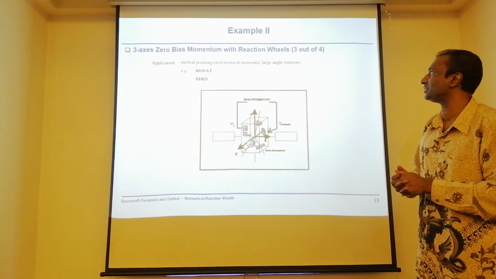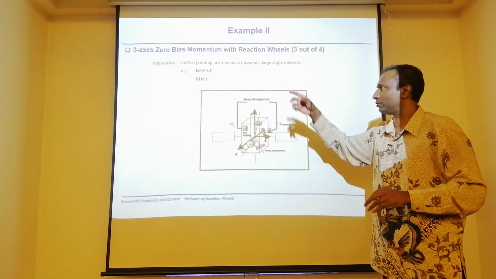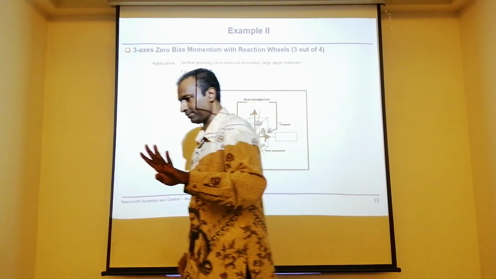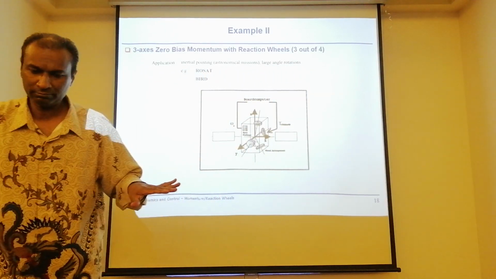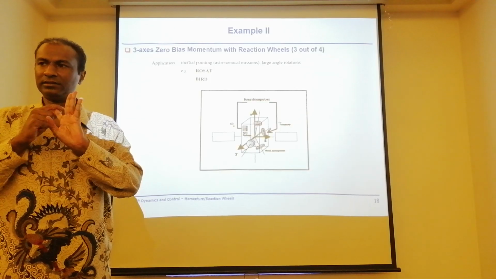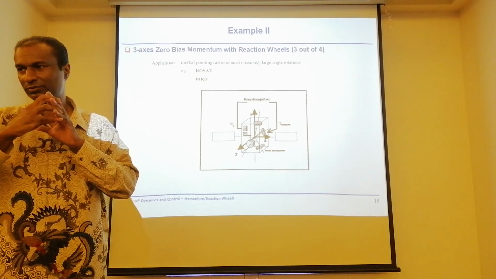Zero bias momentum with 3 wheels. That means 3 out of 4. For example, the satellites that have been flown, ROSAT, BIRD, just like what I've explained to you: 4 wheels, no bias momentum, all reaction wheels, and 1 is a backup. And you can control 3 axes with these 3 wheels also.